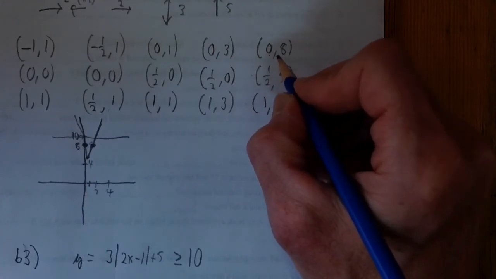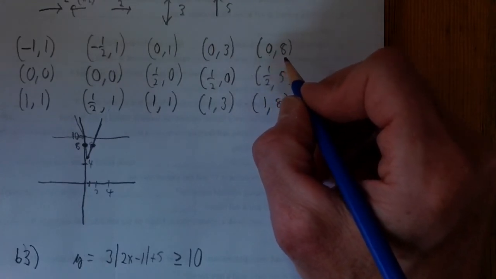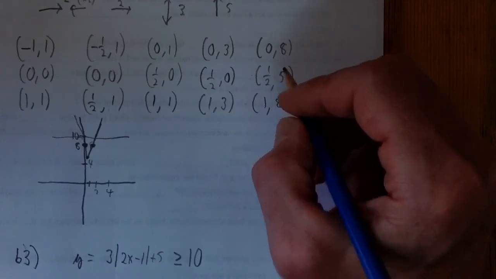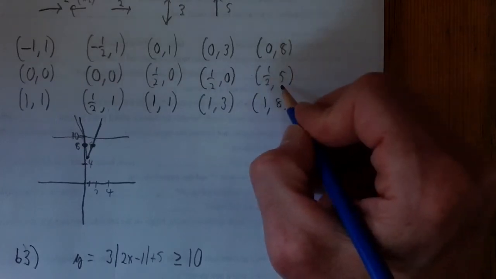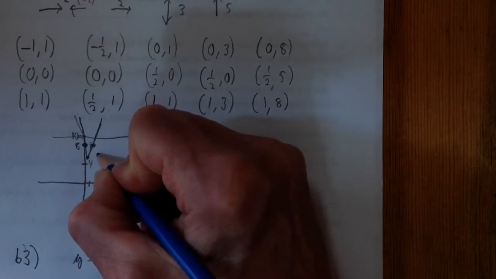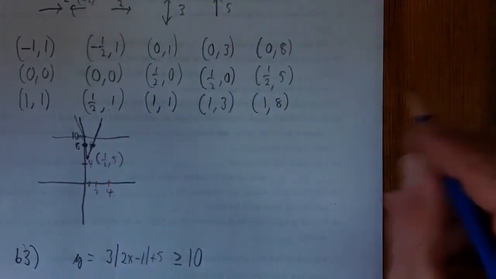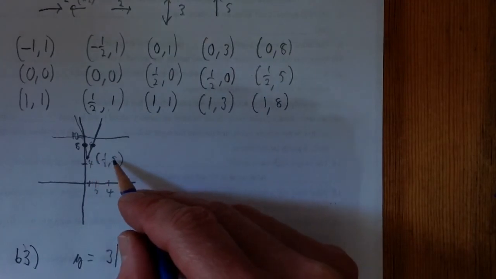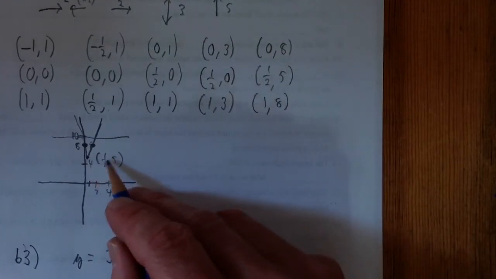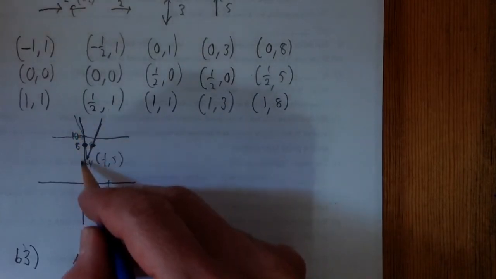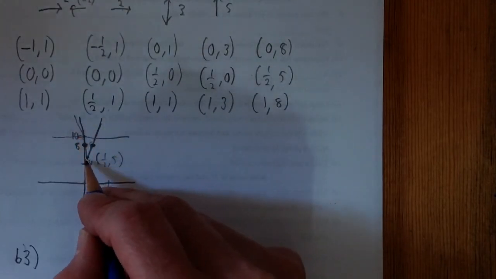It's at, did I mess this up? The vertex is at, no, it's at 1/2 comma 5, right? There's our vertex. 1/2 comma 5. Yep, that's right. So when x is greater than, sorry, when x is greater than 1/2, we have the line going up this way. When x is less than 1/2, we have the other line. So we know that's the switchover point.